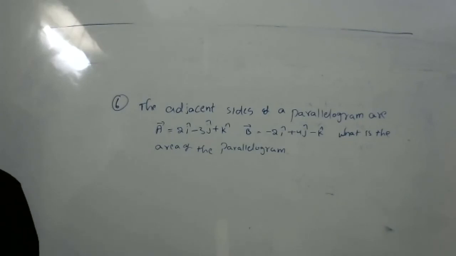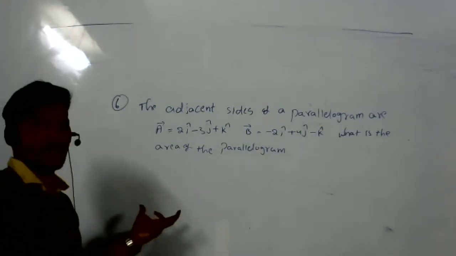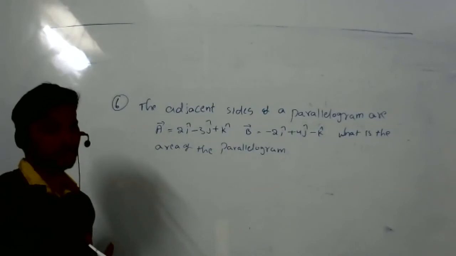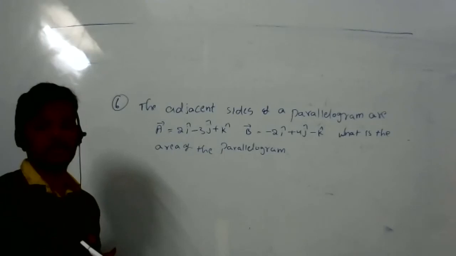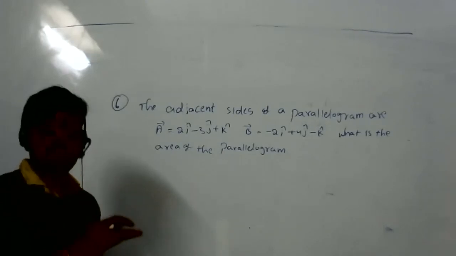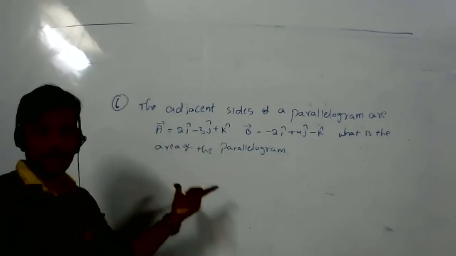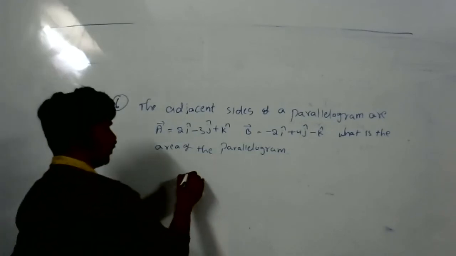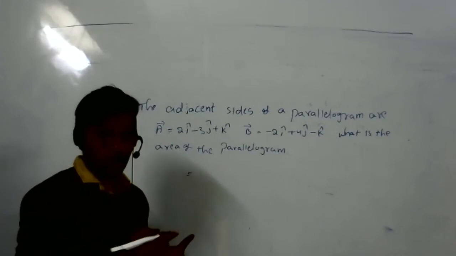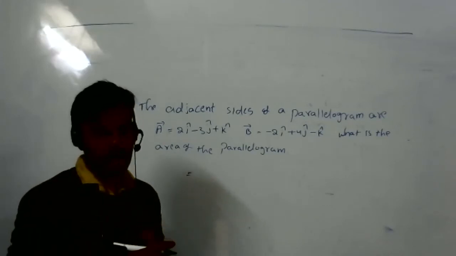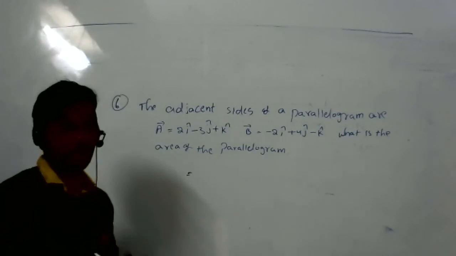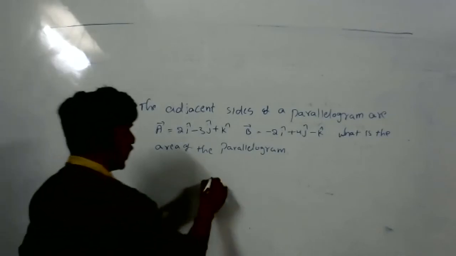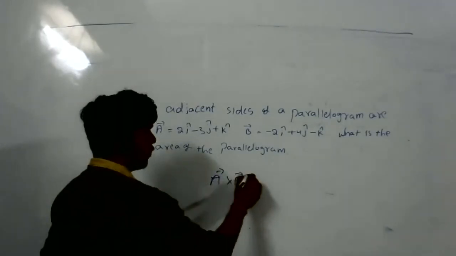So you're saying in terms of sin theta, sir? To calculate area, what is the formula? Half into base into height, right? That is for a triangle. For a parallelogram, it is base into height. Can we use the cross product? If you do the cross product, you will get a scalar or a vector? A vector, but you have to make it a magnitude. So the area is mod of A bar cross B bar.